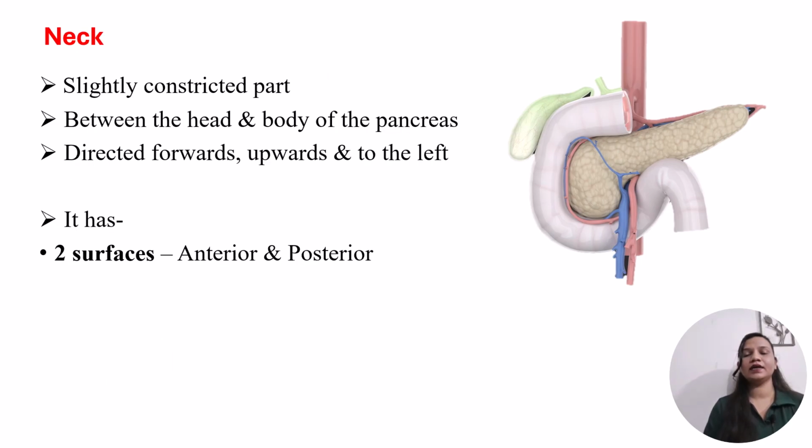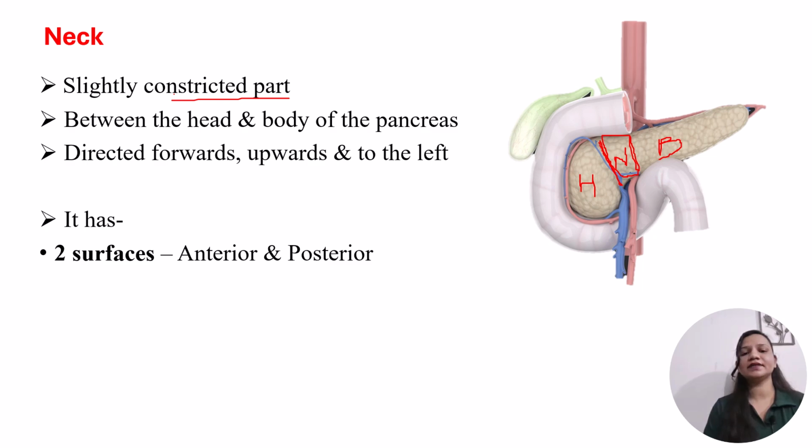Moving on, next one is the neck of the pancreas. Neck is actually a slightly constricted part. It is not as bulky as the head or the other parts of the pancreas. So, the neck portion is this portion, and this is the slightly constricted part, and it is present between the head and body of the pancreas. So, this is the head of the pancreas and this will be the body, and between these two parts there is the neck of pancreas.